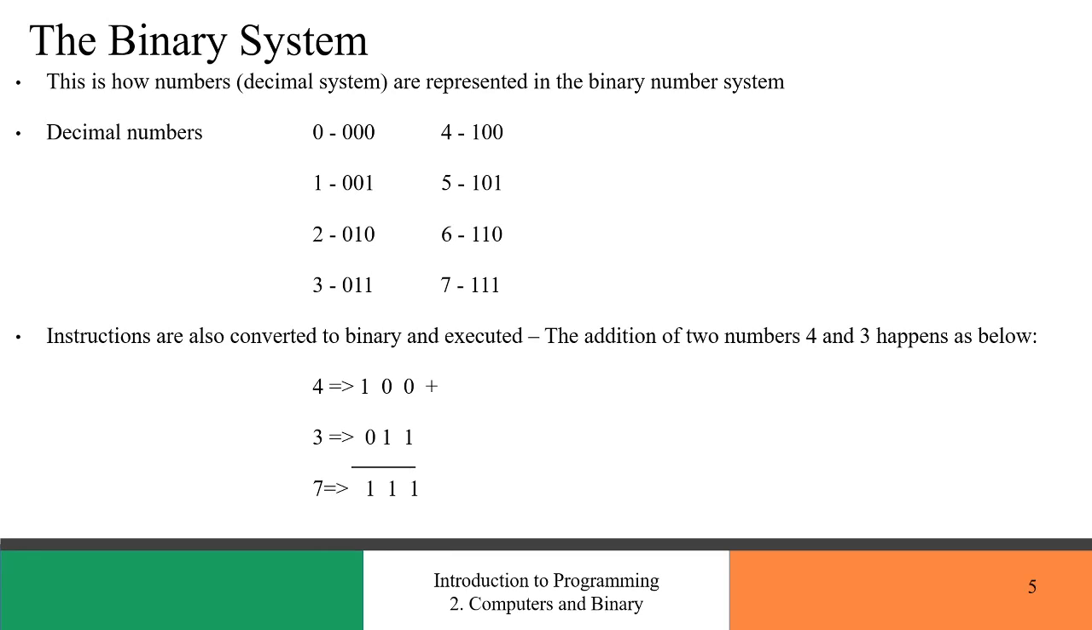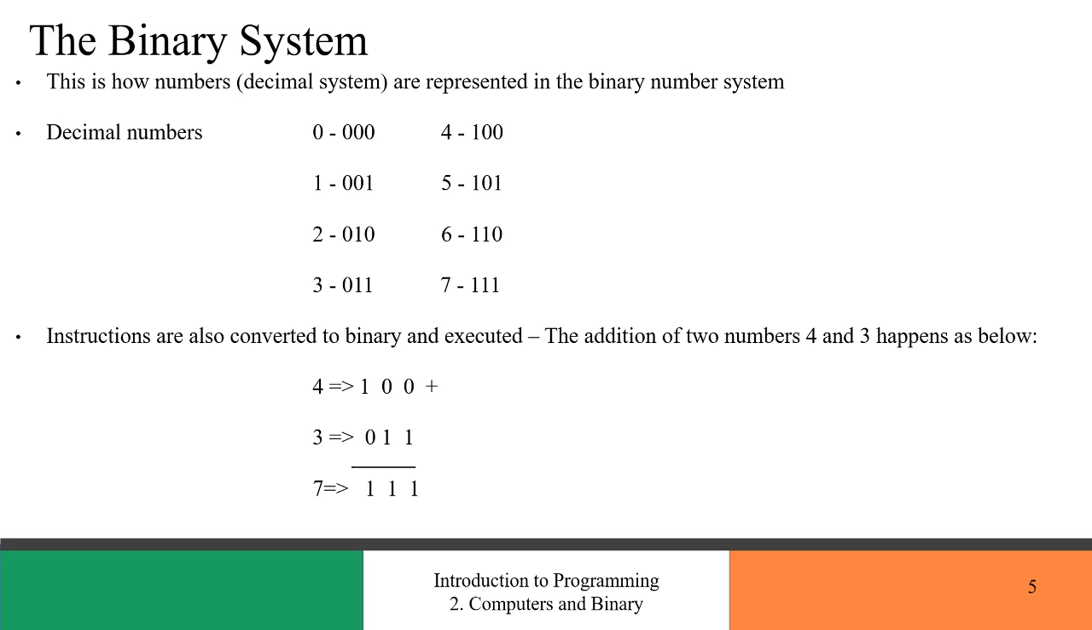Let us have a look at how decimal numbers are represented in binary. Here we have used 3 bits to represent a decimal number. 0 is represented as 000 and 1 as 001. This goes on and 7 is displayed as 111. Any instruction that we give to the computer is also converted to binary and executed.